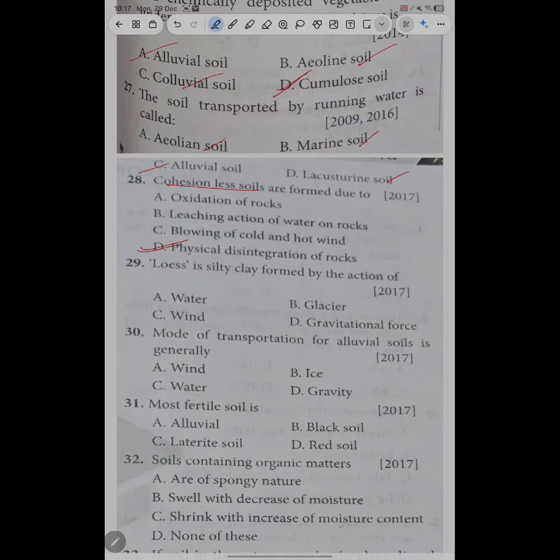Then next 29th question. Loess is silty clay formed by the action of wind. Option C is the correct answer, wind. And this is called collapsible soil. Okay. Next, mode of transportation for alluvial soil is generally water. Running water, option C. Next, most fertile soil is alluvial soil.